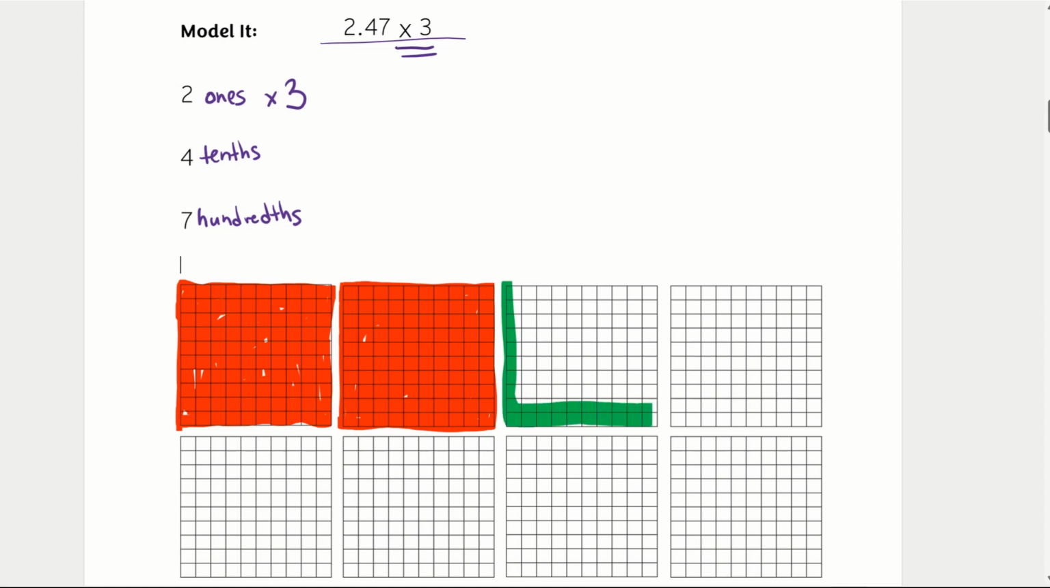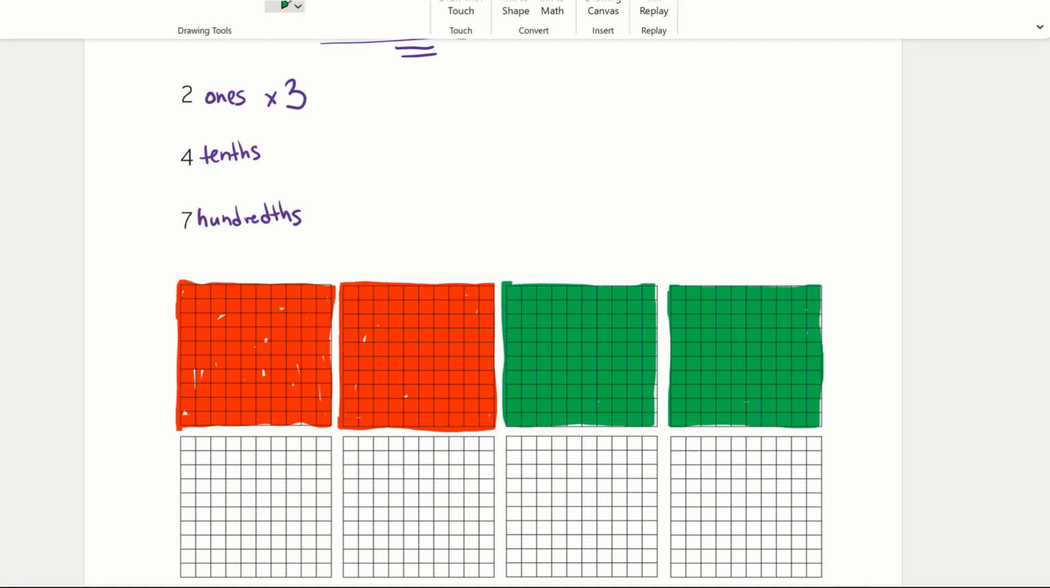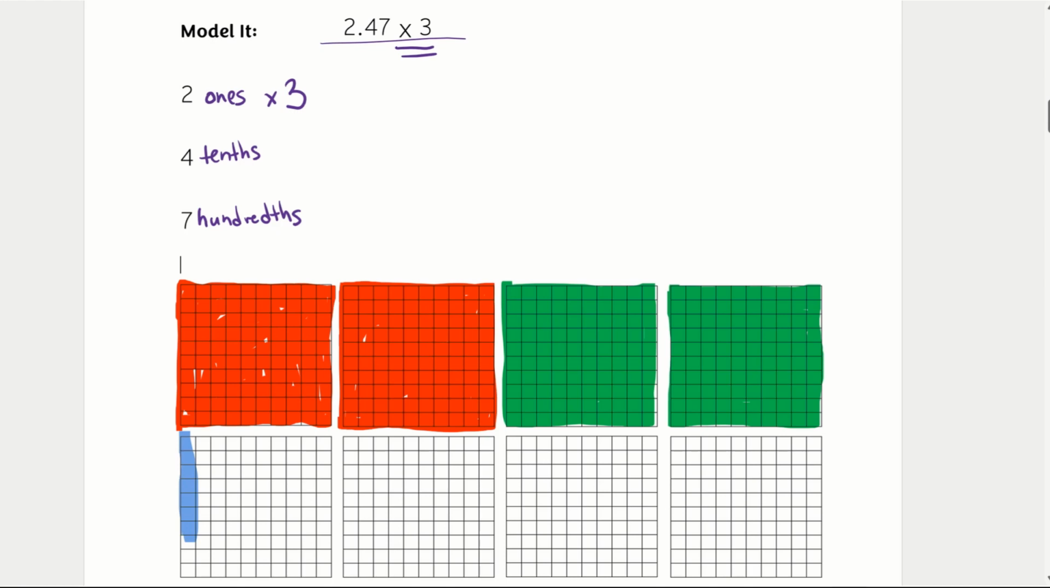1. 2. Okay, now I've done 2 1s 1 time, 2 times. I need to do it 1 more time. Let me get my 3rd color. Here I go.